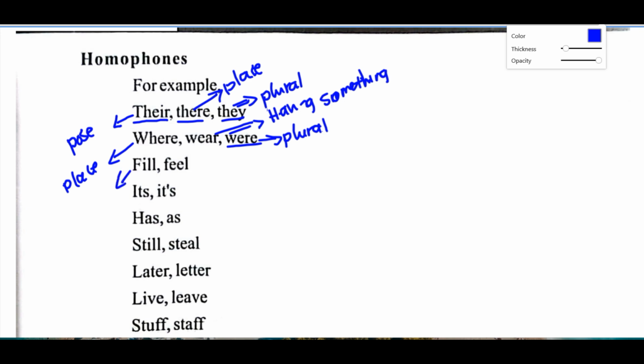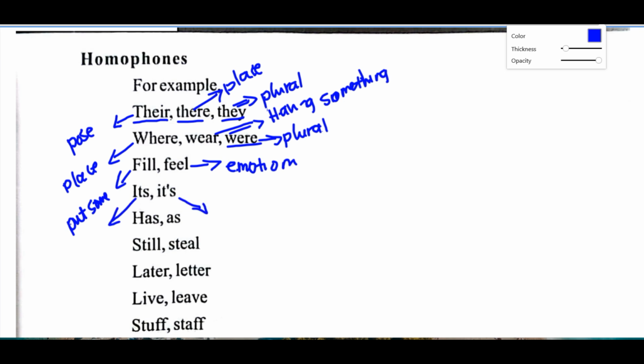So we have fill and feel. This fill is like putting something, let's say in a bucket, where you're filling it without leaving a space. Then the feel with double E is for feelings, like emotions. Right, so we move on to "it's".